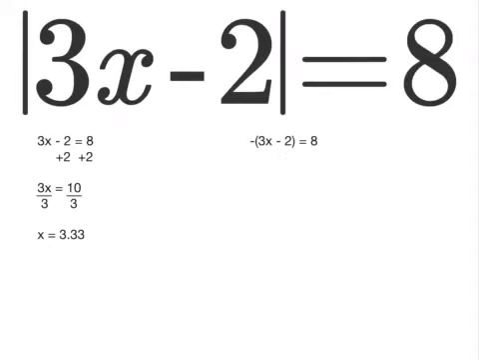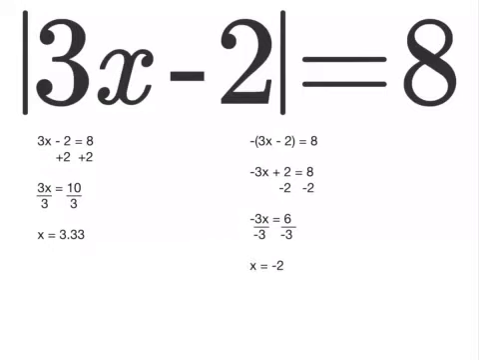Our next equation would be negative 3x minus 2 equals 8. In that case, we distribute it to become negative 3x plus 2 equals 8. Subtract the 2. Negative 3x equals 6. Divide by negative 3. x equals negative 2.